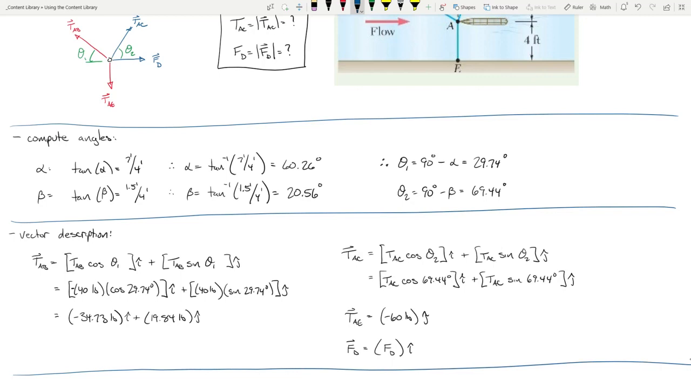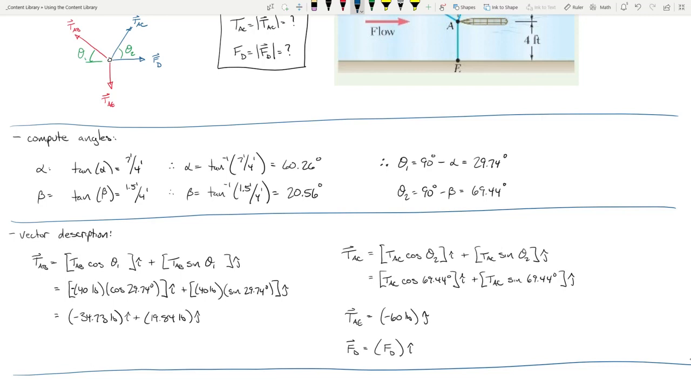So if we wanted to describe our vectors, they're done, right? We've computed our angles, that's done. Here's vector AB, here's vector AC, here's TAE, here's our drag force, and that's it. Those are our four vector descriptions, right? So what's the next step conceptually? I've described each of my vectors, and if I want to apply the principles of static equilibrium, what do I do to these four vectors?